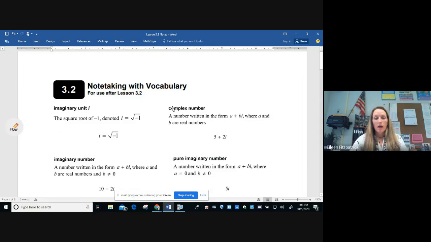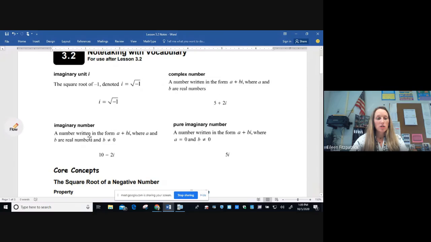All right. Complex numbers: a number written in the form a plus bi, where a and b are real numbers. Notice that the real part comes first and the imaginary part comes second, and that's important. Imaginary numbers: a number written in the form a plus bi, where a and b are real numbers and b cannot equal 0. So we have 10 minus 2i. Again, it's the real part followed by the imaginary part.